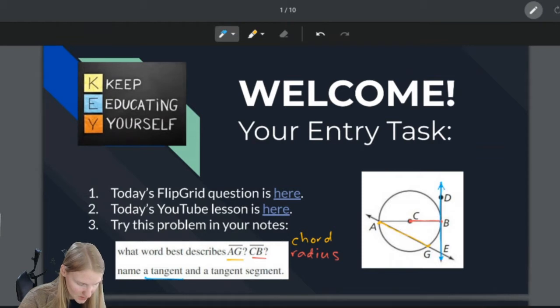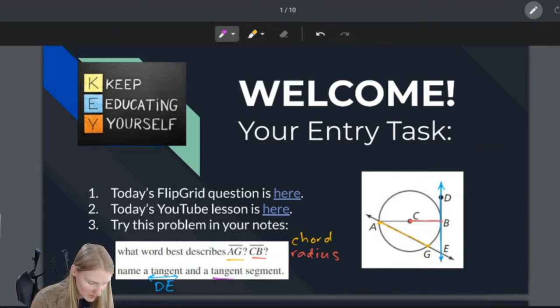Now we could name it DB, we could name it DE. I'm gonna do DE. I like that. So a tangent would be DE, and we need arrows, the line.